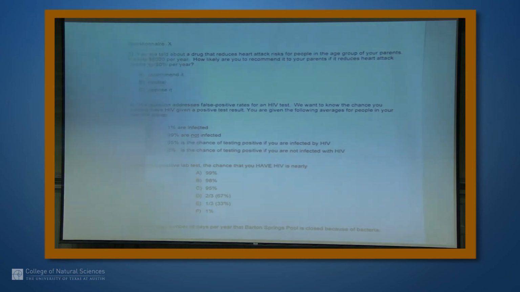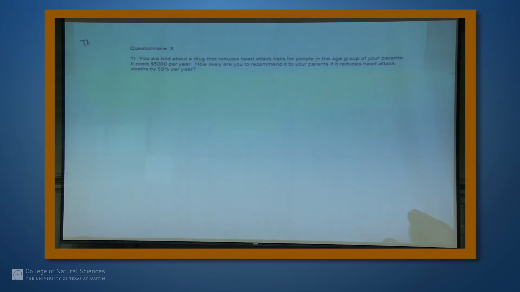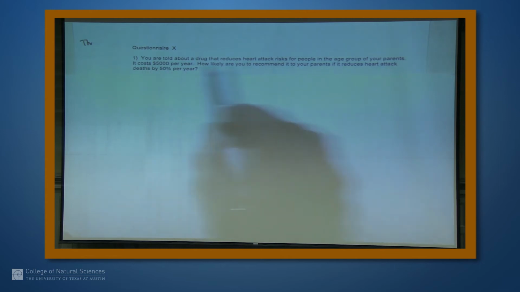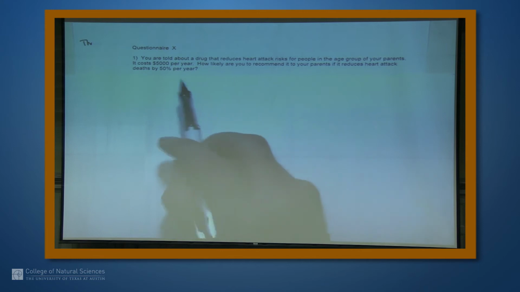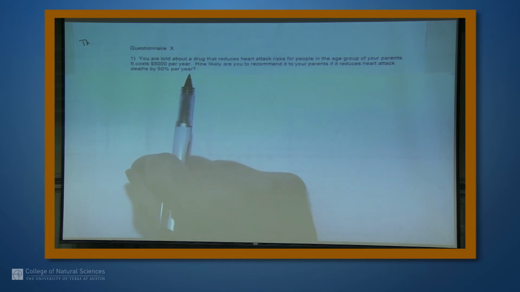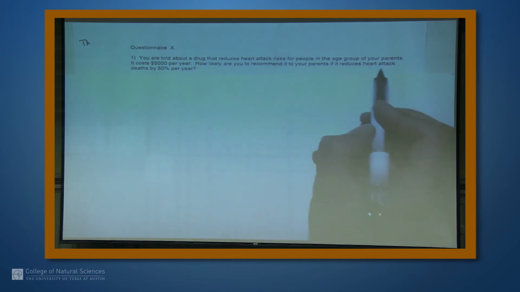Questionnaire X reads as follows. They both read the same initially. You are told about a drug that reduces heart attack risk for people in the age group of your parents. It costs $5 grand a year. How likely are you to recommend it to your parents if it reduces heart attack deaths by 50% per year?